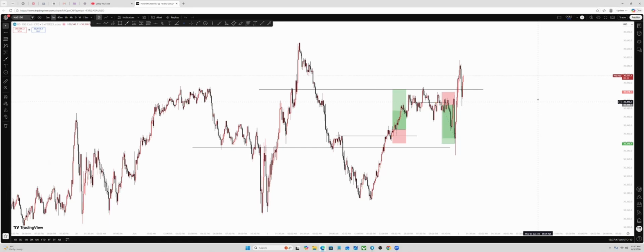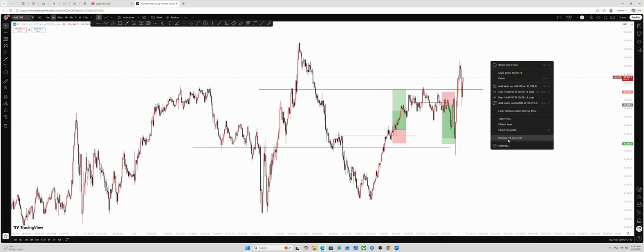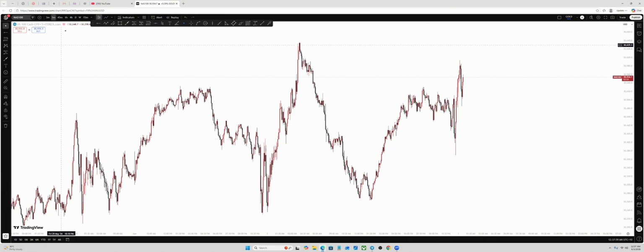Right? So I'm just gonna clear my chart. I'm just gonna explain these two trades. I took a buy, and then I took a sell. So let me just clear my chart, and I'll explain what I saw.